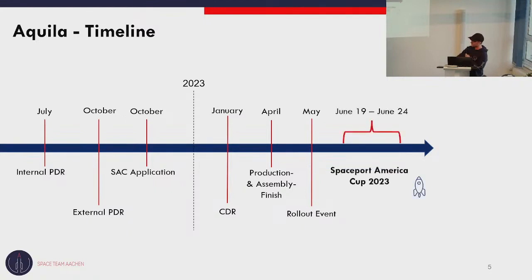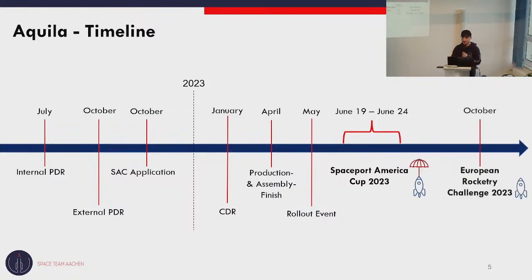Then on the 19th of June, we are going to be in New Mexico to launch our rocket at the Spaceport America Cup. Hopefully, if all goes as planned, our rocket will land again, and then we can participate at the European Rocketry Challenge, which is the European equivalent to the SAC.